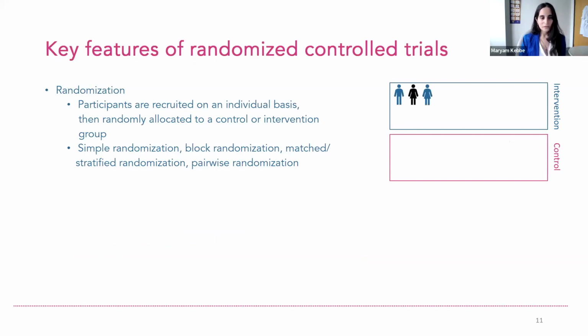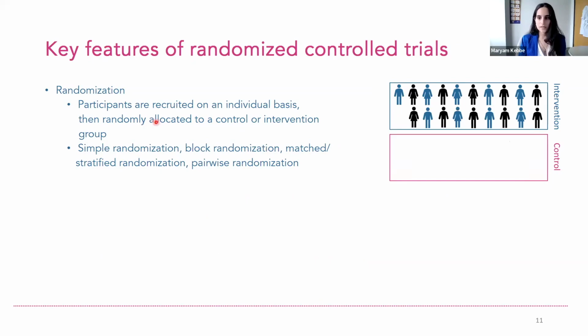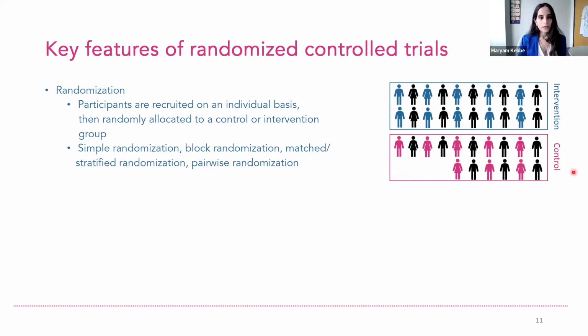Okay, so what really is so attractive about the RCT design? The first thing is that your participants are randomized. And so this means that participants have an equal chance of being allocated to the intervention or to the control group. There are several types of randomization. The most common one is called simple randomization, and this is like flipping a coin. There's a 50% chance of someone ending up in one or the other group.